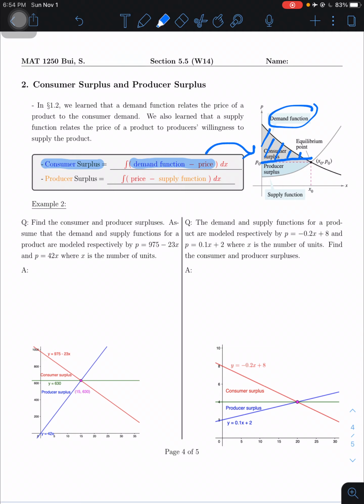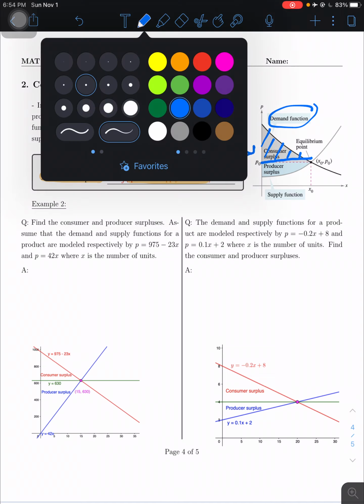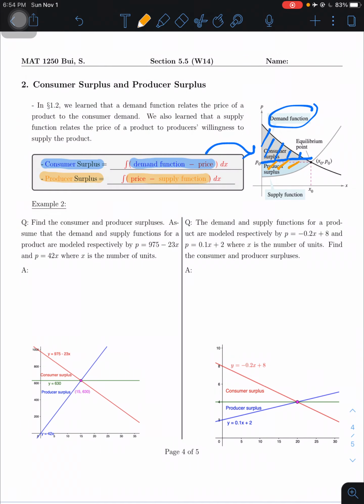Okay. As for the producer surplus, let me do it in orange, I guess. We have to do the price minus the supply function. And why is that so? If you notice, we're talking about this area in here shaded orange. And obviously the supply function, this one is beneath the price, right? So the surplus, this piece in here, is underneath the price function. Okay, let me just finish my color coding, I guess. This one is for demand, and then let me change this one to, I don't know, pink.